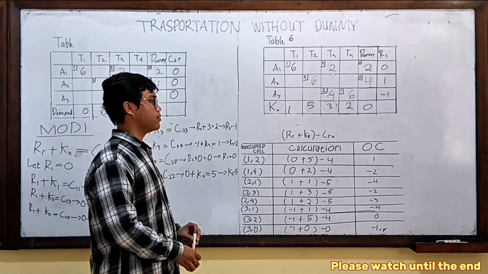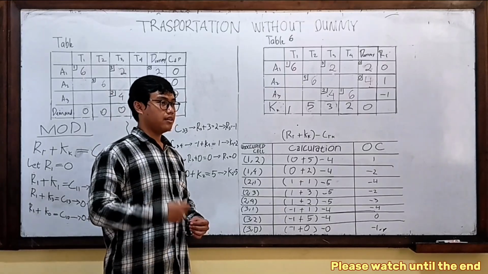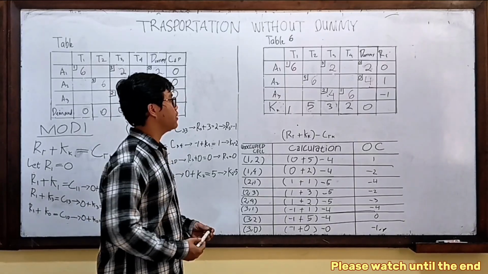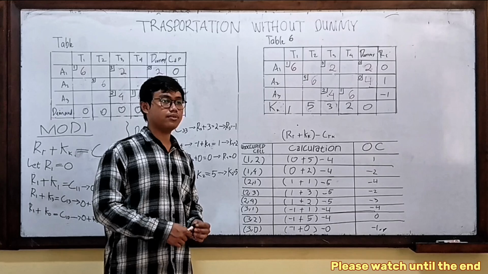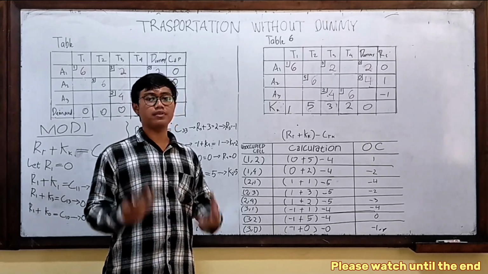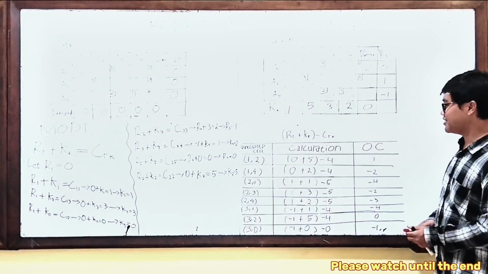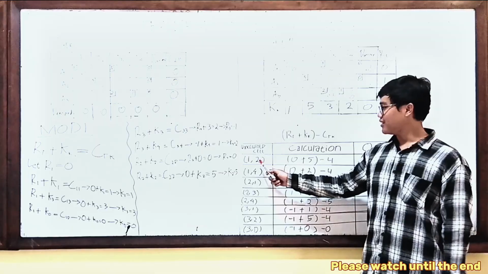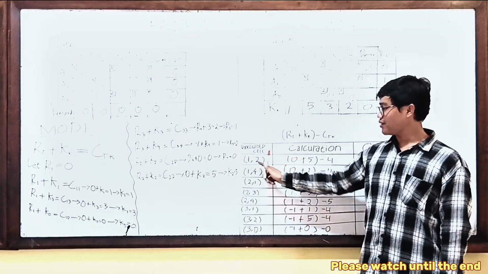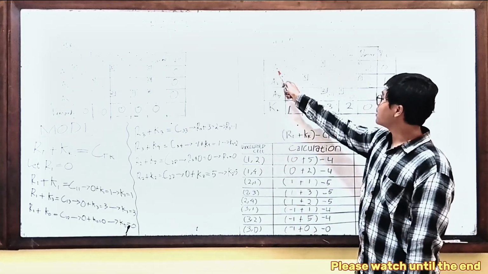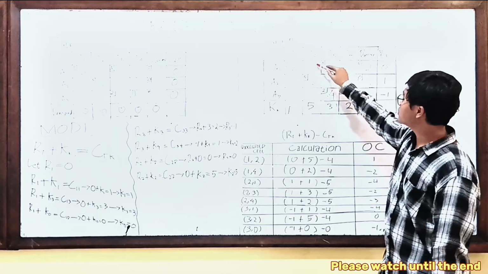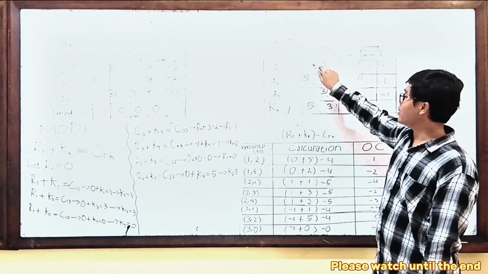And then next we must revise the program with a loop, so we can find a more optimal program. Okay, for the different program we must fill the unoccupied cell 1, 2, in row A1 and column 2. So here we have the evaluation.